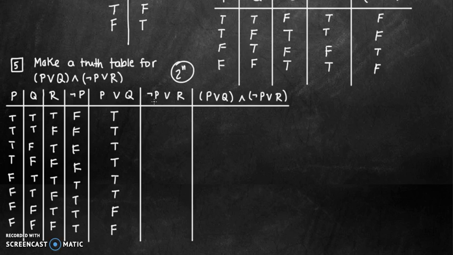Alrighty. Now we're going to look at not P or R. We're going to look at these 2 columns here. So we have a true and a false, which is true; false and a false is false; two truths, true.